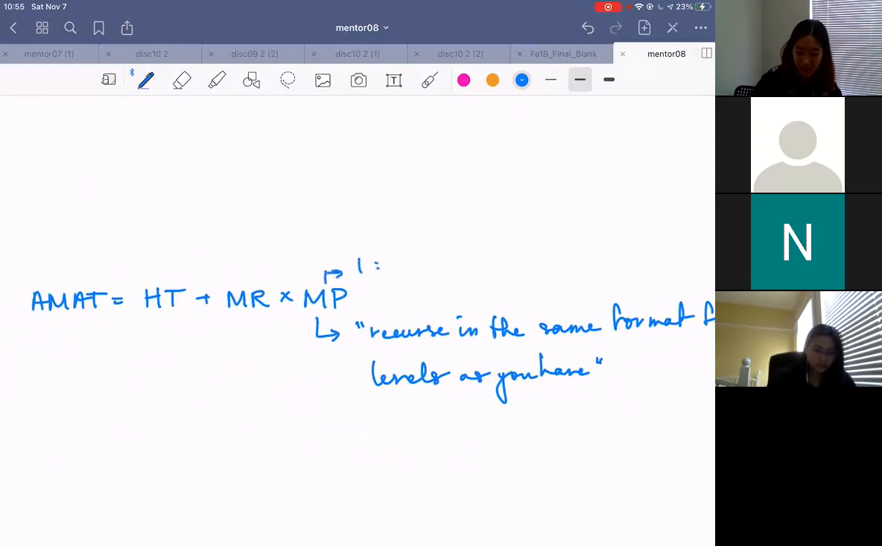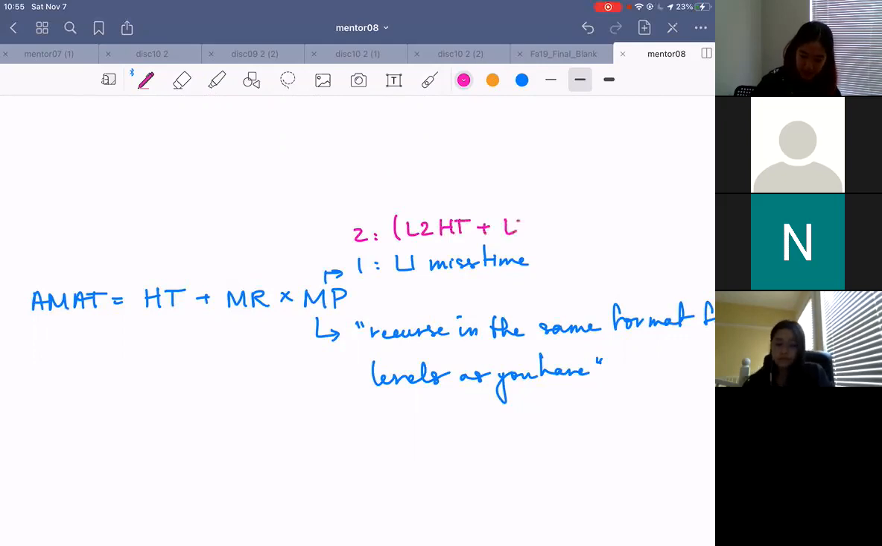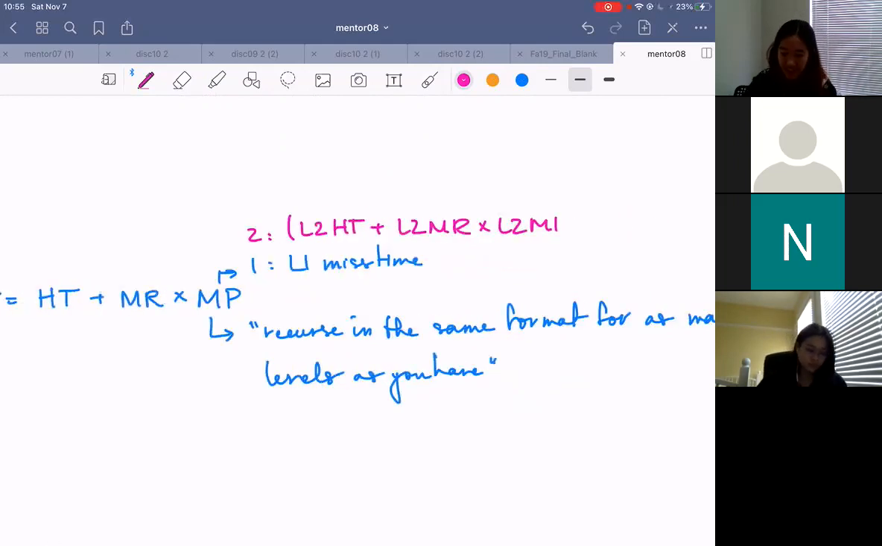So what this means is that if you have one level, then the MP is just the L1 miss time, like how long it takes to access main memory. And then you'll continuously go down. For example, if you have two levels, then within the MP, it's going to equal the L2 hit time plus the L2 miss rate times the L2 miss penalty. And it'll keep on going like this.